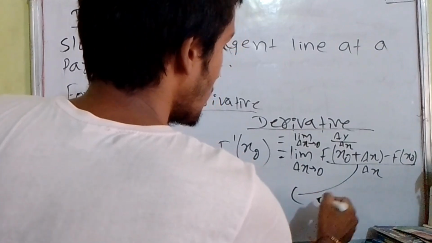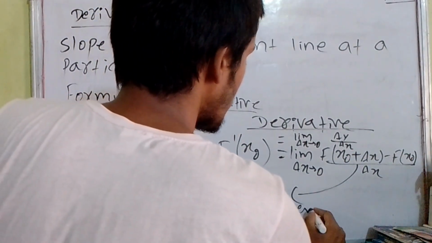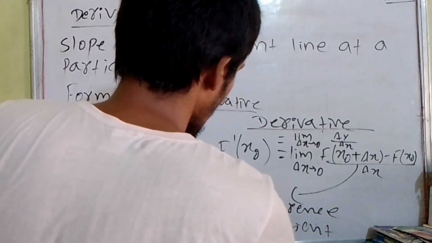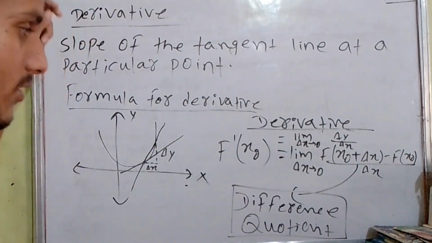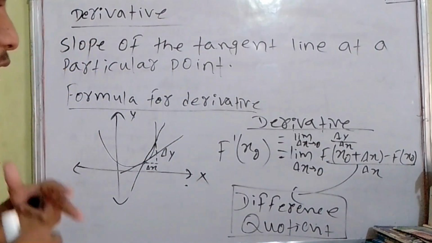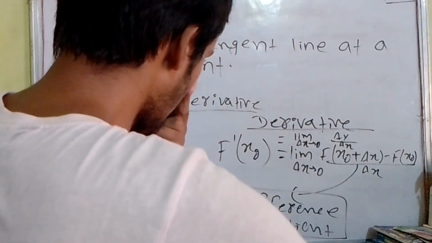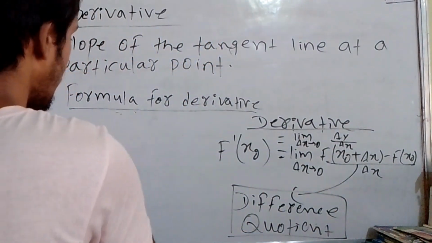And this thing right over here is called the difference quotient. And this is the formula for the derivative. This is where the derivative of all the functions will come from. Does that make sense? Now there's also another formula which I would like to write here.